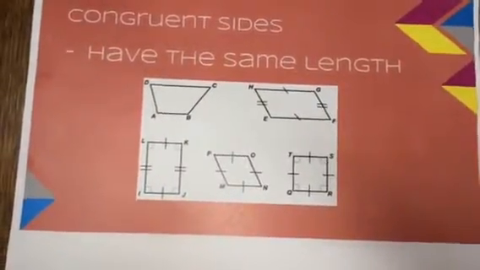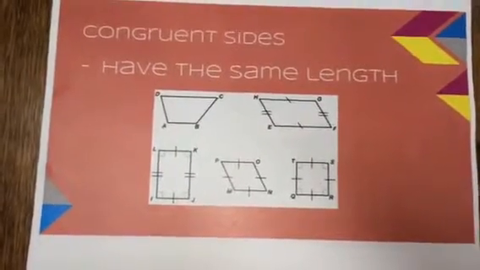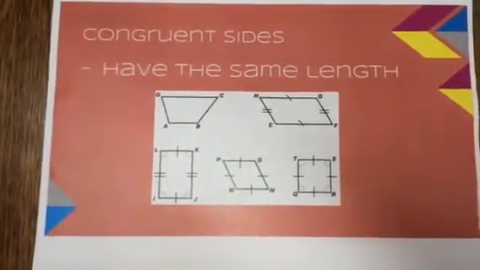You may have noticed that this figure right here does not have congruent sides. That is a trapezoid. None of the sides are the same length.